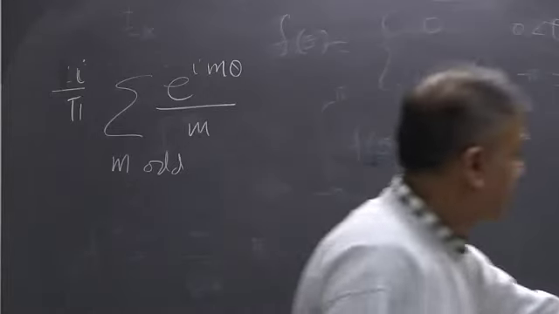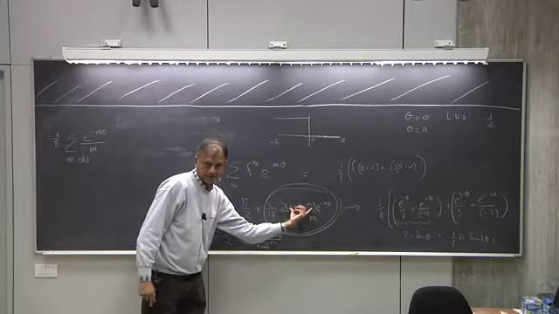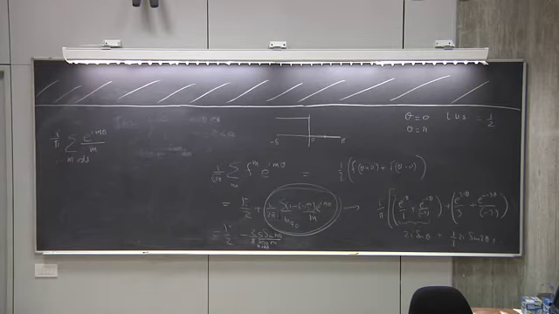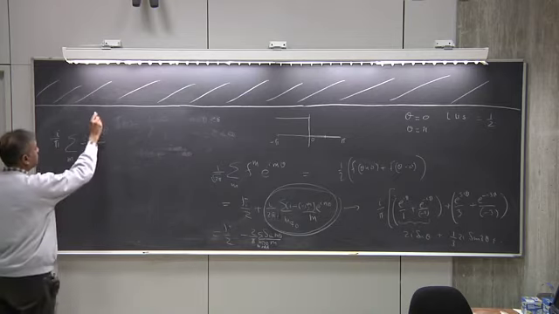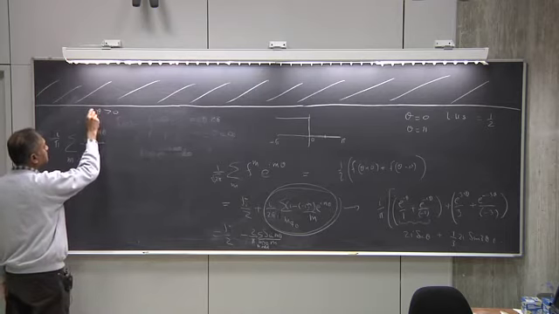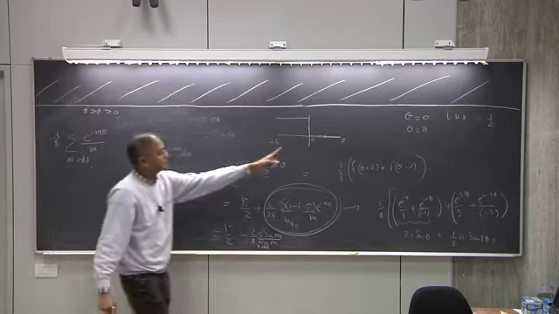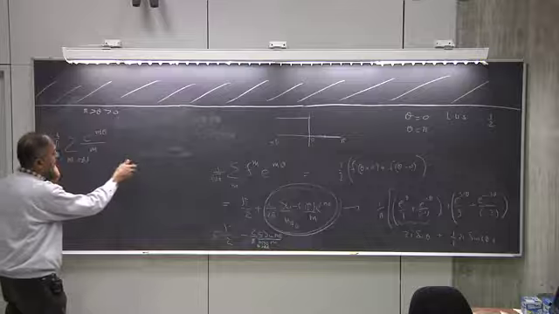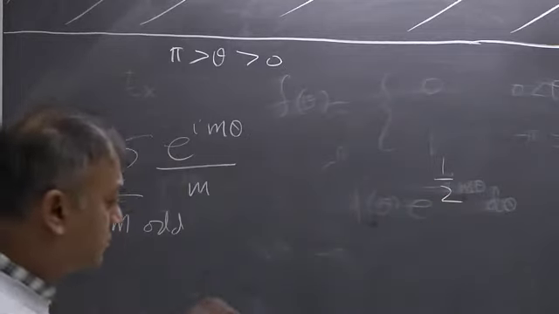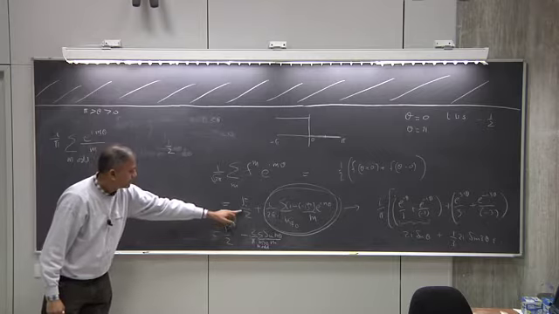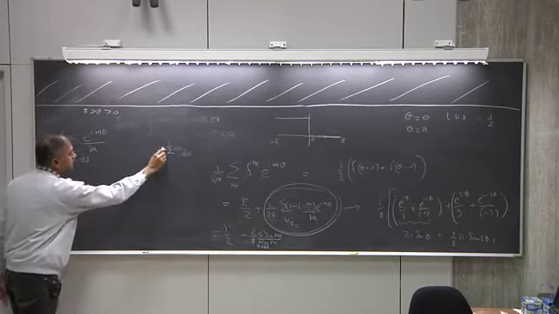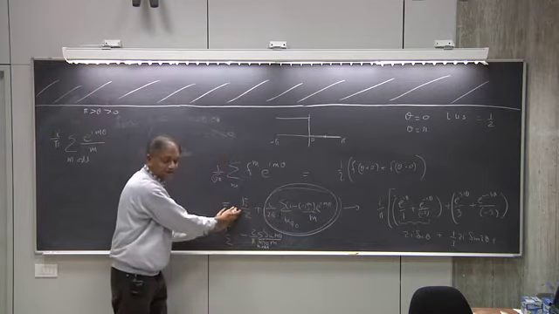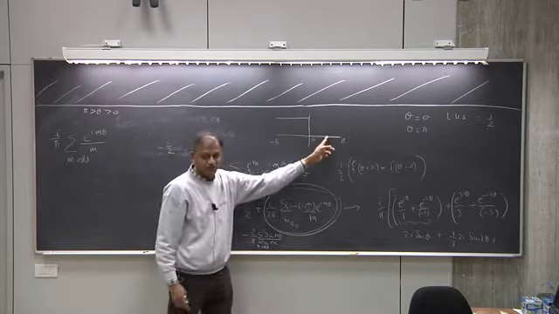m is odd because this gives you 0 for m even, and for m odd, it gives you a factor of 2. So I've taken into account this 2. What we want to show is that for theta strictly greater than 0 and strictly less than pi, so somewhere in between, not at the end points, this must give you 1/2, so that it will cancel with this. This part should give you minus 1/2, so that it cancels with this, because your answer should be 0.